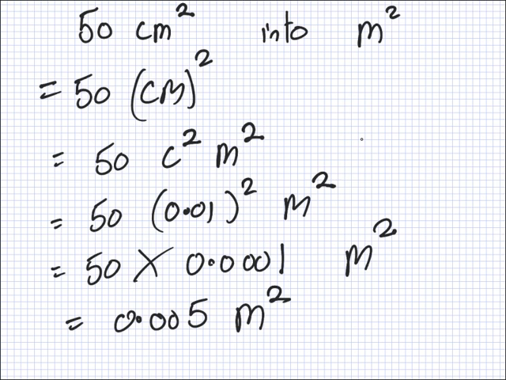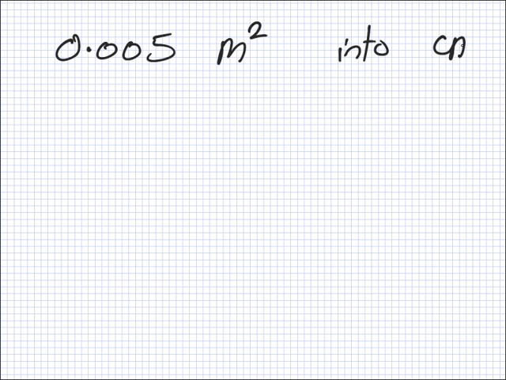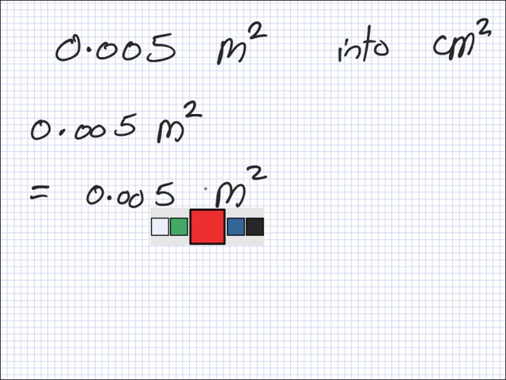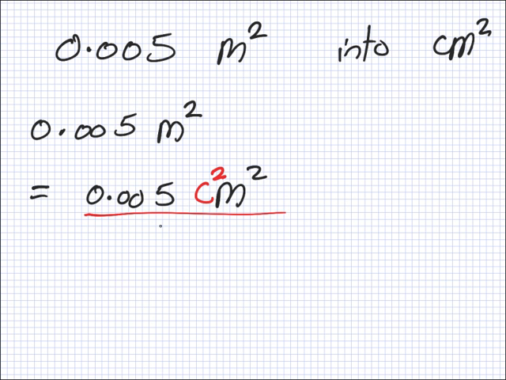Okay, so the next one now, I want to convert 0.005 meters squared into centimeters squared. We should get 50. Let's try it. We're practicing going backwards. 0.005 meters squared. Now here's the problem. We don't want meters squared, we want centimeters squared. So this is what we do. We say this equals 0.005 meters squared, and we put here a c squared, and we put here a c squared.